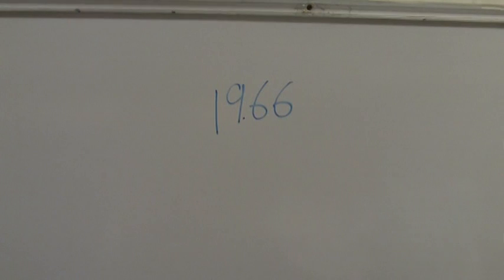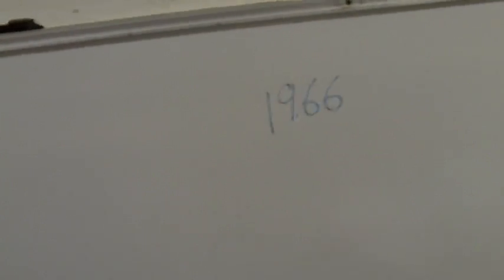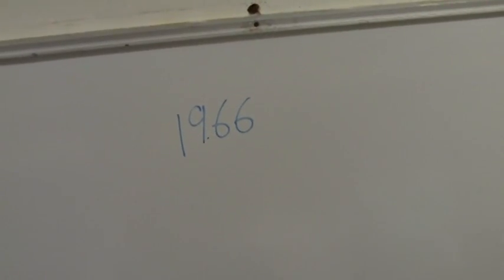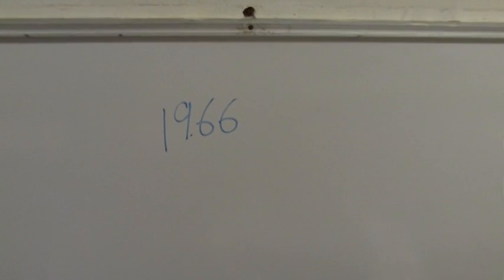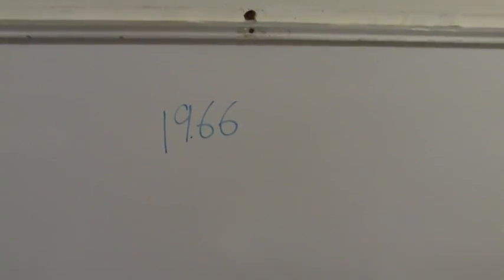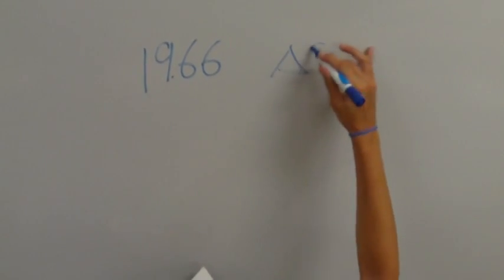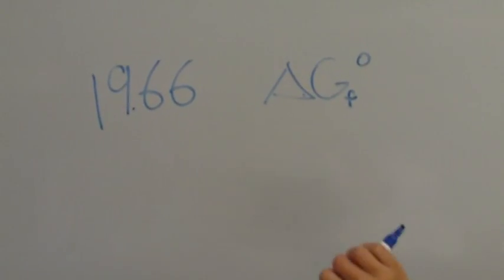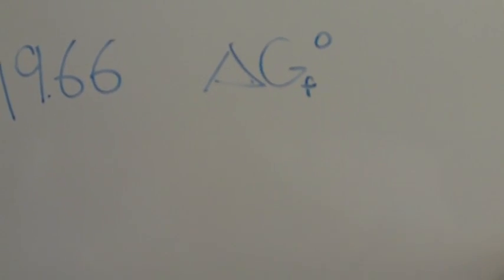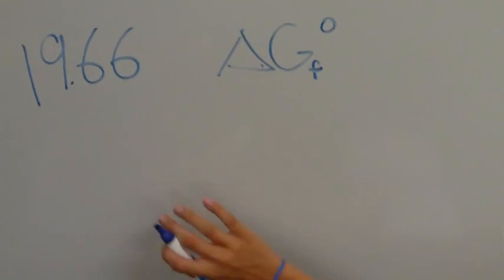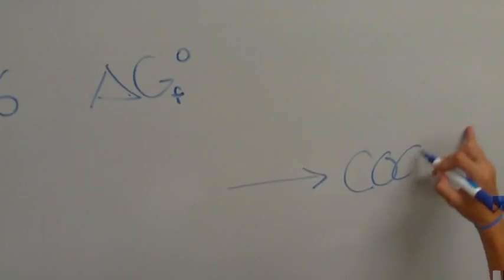And it says use this information and the data in table 19.1 to calculate delta G of formation for phosgene in kilojoules per mole. So this is going to be kind of a combination of all the other problems we've been doing so far. They want us to get delta G of formation. So that means we need to set up an equation showing all of the components becoming phosgene, which is COCl2.